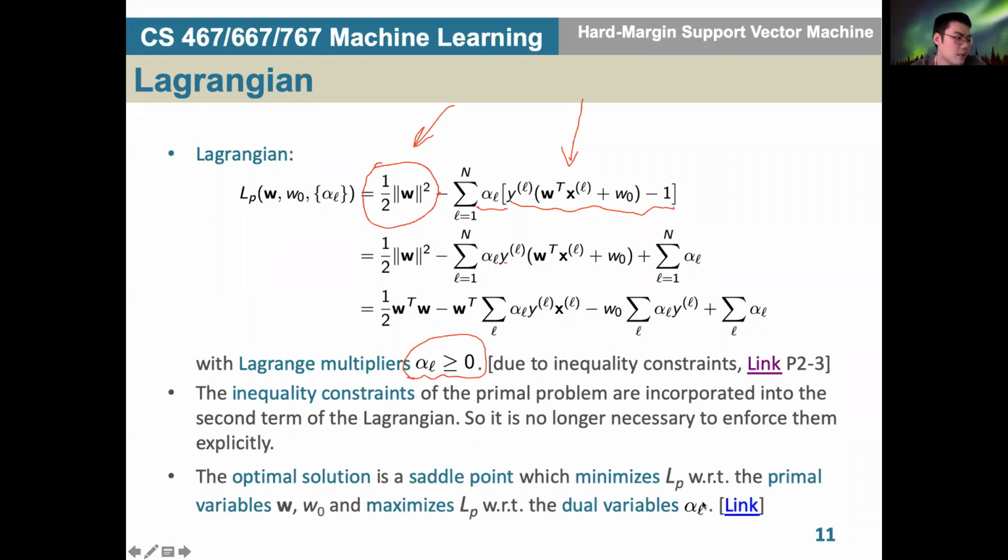And here's a link that I will not go through, but this is the dual form, right? So the optimal solution, we can prove when we solve the problem, is a saddle point, which minimizes the LP, right? So we want to minimize the LP. This is a margin, right?